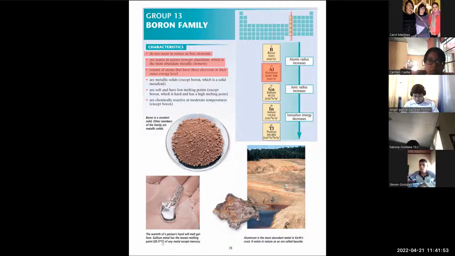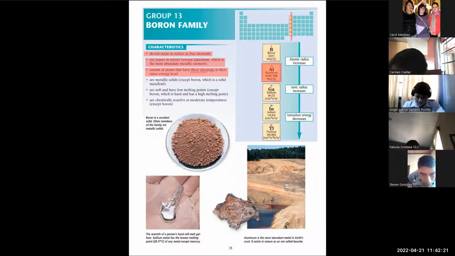For example, boron, in the outermost level, has 2s2, 2p1. In total, you have 2 plus 1, 3 electrons in the outer energy level. 3 electrons, okay? That is a characteristic. Aluminum, 3s2, 3p1. Again, 3 electrons in the outermost level.